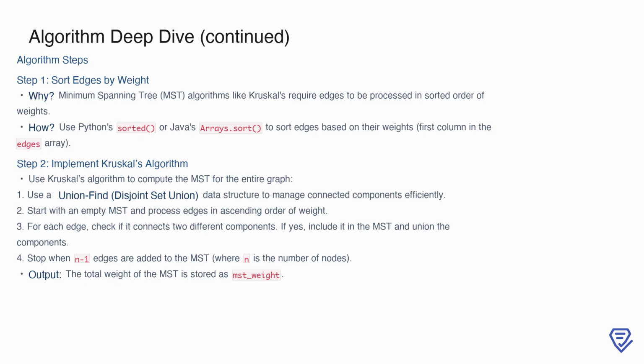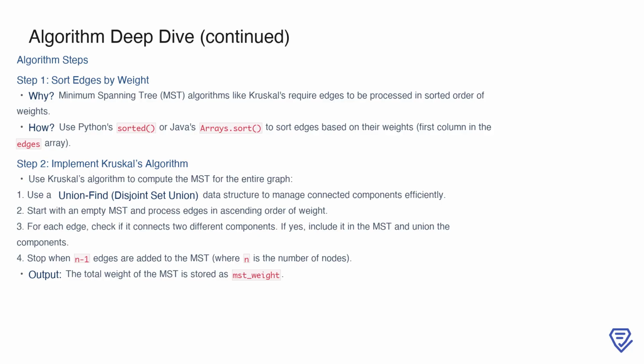To solve this problem, we begin with two key steps. First, we sort all the edges by their weights. This step is crucial because MST algorithms like Kruskal's process edges in ascending order of weight, ensuring we always construct the tree with the minimum total cost. Sorting can be done efficiently using built-in methods like Python's sorted or Java's Arrays.sort.